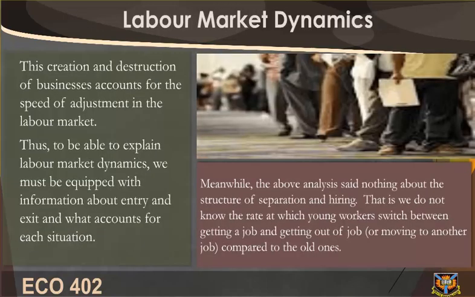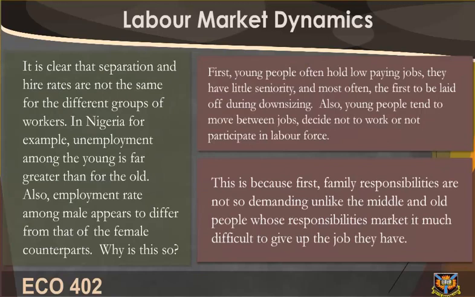The rate at which young workers switch between getting a job and getting out of the job or moving to another job is high compared to the old ones. It is clear that separation and hiring rates are not the same for the different groups of workers. In Nigeria, for example, unemployment among the young is far greater than for the old. Also, employment rate among male appears to differ from that of the female counterparts. Why is this so? First, young people often hold low-paying jobs. They have little seniority and are most often the first to be laid off during downsizing. Also, young people tend to move between jobs, decide not to work or not participate in labor force. This is because family responsibilities are not so demanding, unlike the middle and old people whose responsibilities make it much more difficult.